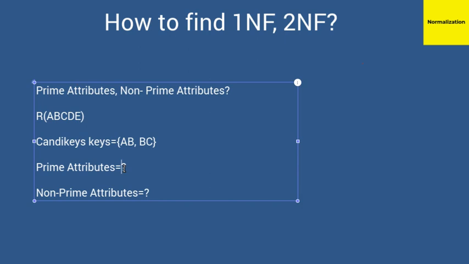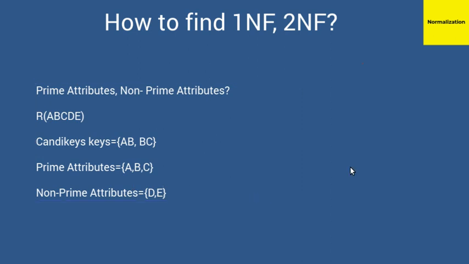Prime attributes means the attributes which are a part of a candidate key. Those are nothing but prime attributes. Here you have A, so include A, and there is a B in the candidate key, so include B, and there is a C in the candidate key, so include C. So these are the prime attributes. Then what are the non-prime attributes? The attributes which are not in the prime attributes and which are there in the table are the non-prime attributes. So what are those? D and E. It is as simple as that.